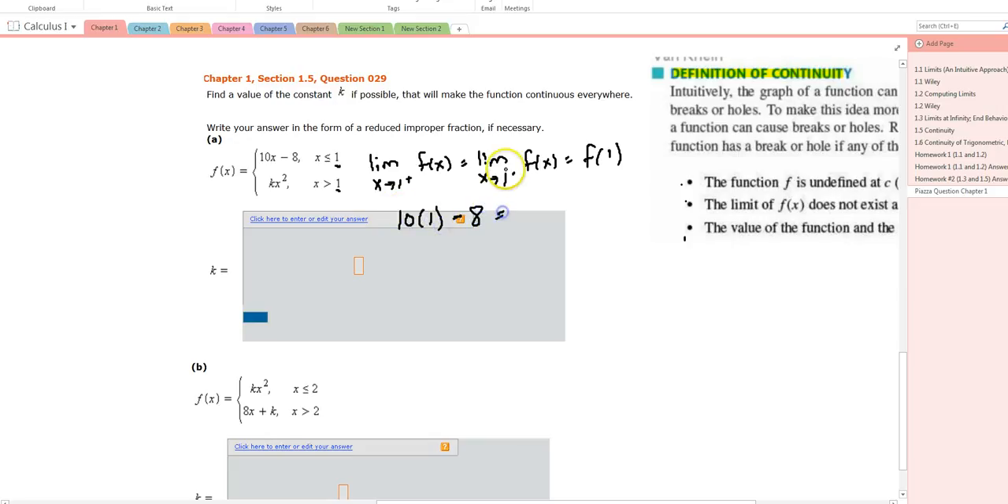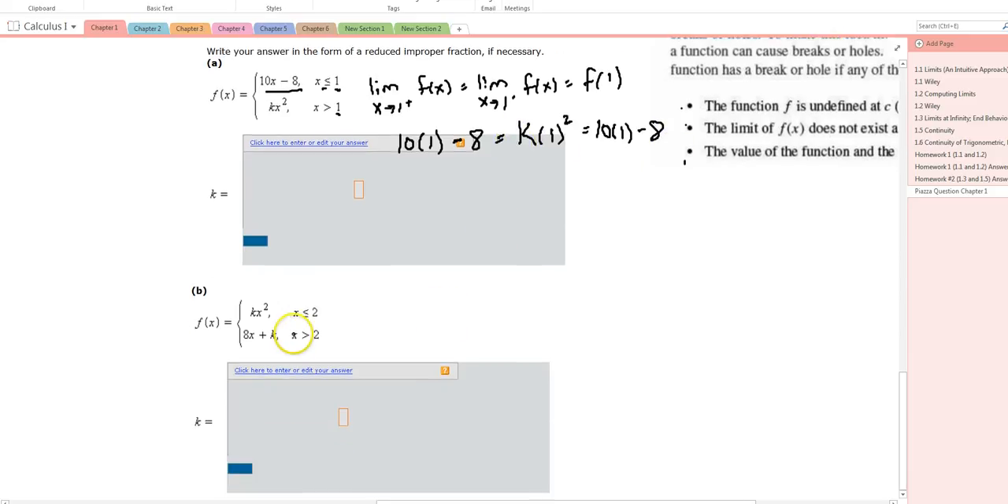So if I look at the limit on the right, that's going to end up being 10 times 1 minus 8. The limit on the left is going to be k times 1 squared, equals the value of the function at 1, and the value of the function at 1 ends up being 10x minus 8 when x is 1. So this is going to be 10 times 1 minus 8. So I'm solving this equation for k.